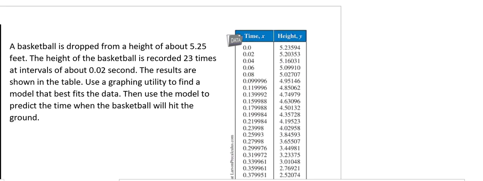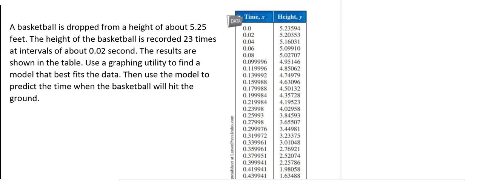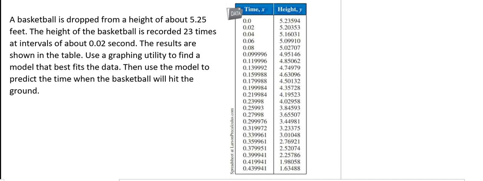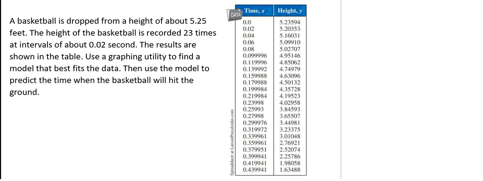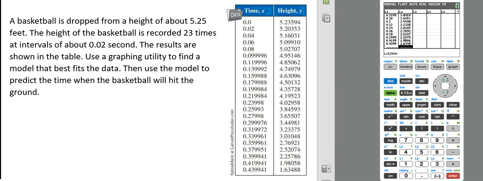So here we have that a basketball is dropped from a height of about 5.25 feet, and the height of the basketball is recorded 23 times at intervals of about 0.02 seconds. The results are shown in the table here. Using a graphing utility, find a model that best fits the data. Then, use the model to predict the time when the basketball will hit the ground. So what I'm going to have you do is go ahead and pull up your graphing calculator and enter these values into your stat list. So once you have those put in, then you just need to simply adjust your window so you'll be able to see your stat plot.